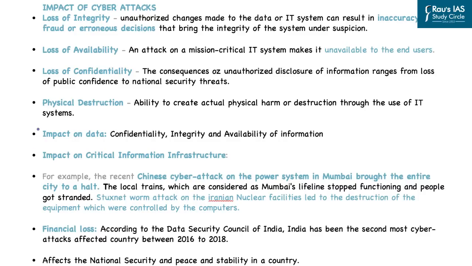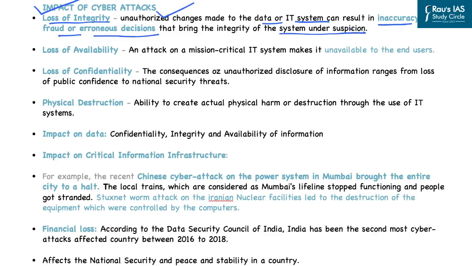So after looking at the tools of cyber warfare, let us look at what can be the impact of such cyber attacks. And India is also vulnerable to this impact. First is of course the loss of integrity, which means unauthorized changes made to data or IT systems, which can result in inaccuracy, fraud, or erroneous decision making that brings the integrity of the system under suspicion.